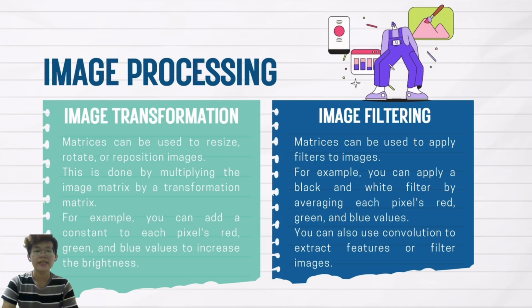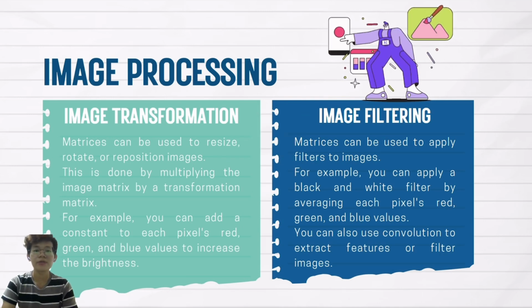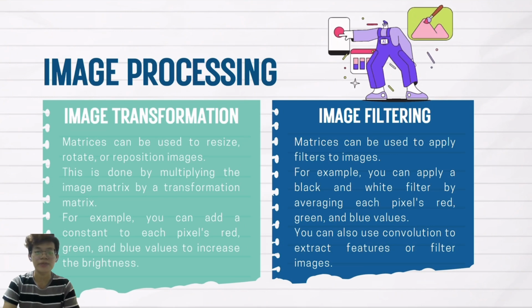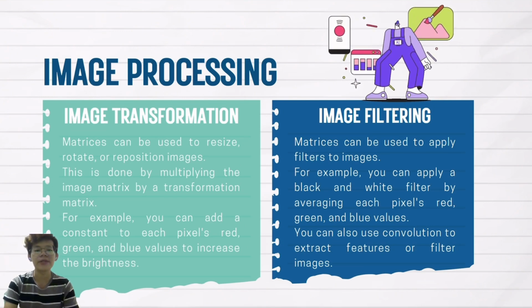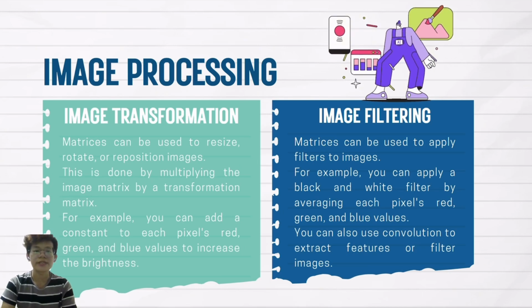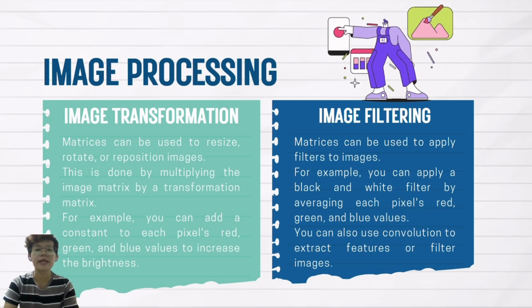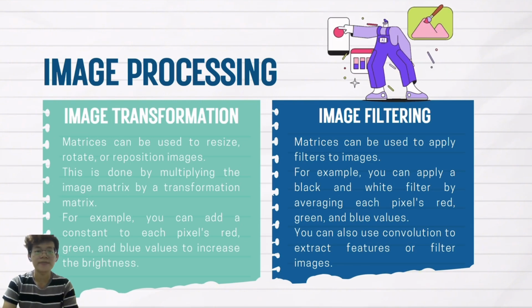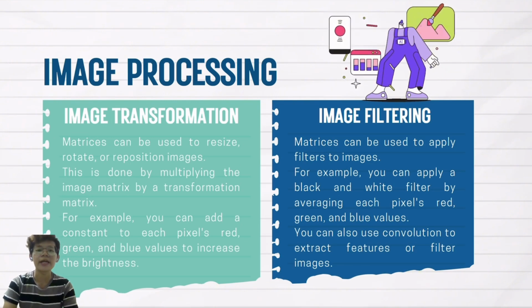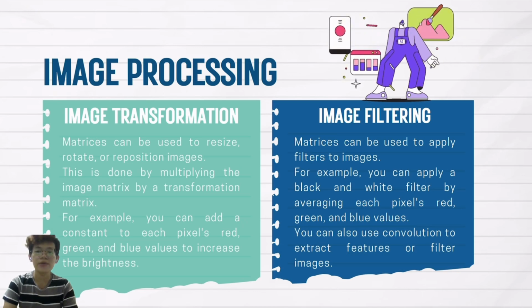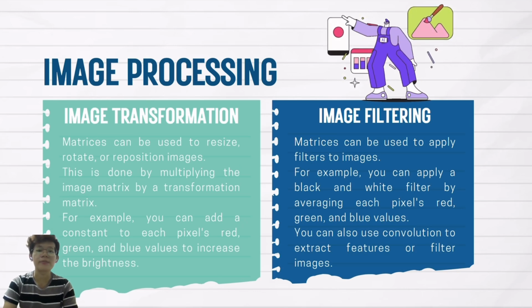Secondly, its application also includes digital image processing. For image transformation, matrices can be used to resize, rotate, and reposition images. This is done by multiplying the image matrix by a transformation matrix. For example, you can add a constant to each pixel's red, green, and blue values to increase the brightness.